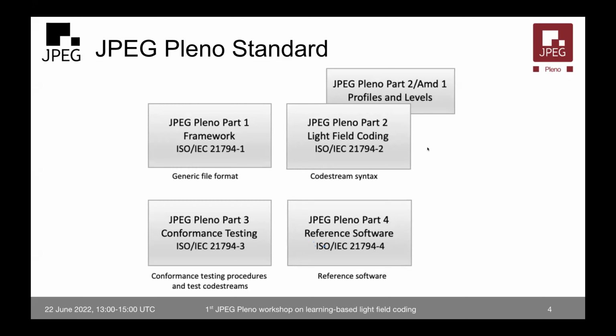We have 2 profiles: the baseline block-based profile that defines the decoding tools belonging to the 4D transform mode, and the baseline view-based profile that defines the coding tools for the 4D prediction mode. And of course we have JPEG Pleno Part 3, which is the performance testing procedures and test code streams, as well as the reference software, which is Part 4. All of them are already international ISO/IEC standards.